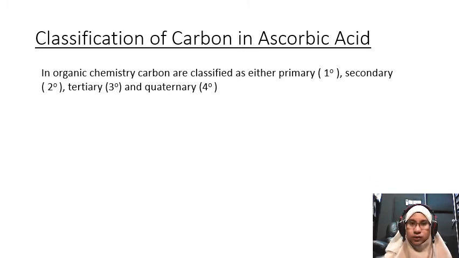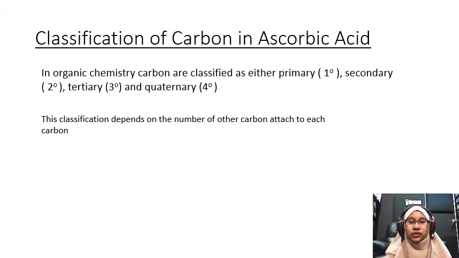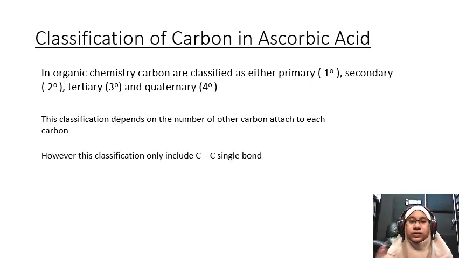In organic chemistry, carbons are classified as either primary, secondary, tertiary, and quaternary. The classification depends on the number of other carbons attached to each carbon. However, the classification only includes carbon-carbon single bond, meaning any carbon with multiple bonds cannot be classified, such as carbon-carbon double bond or carbon-carbon triple bond.